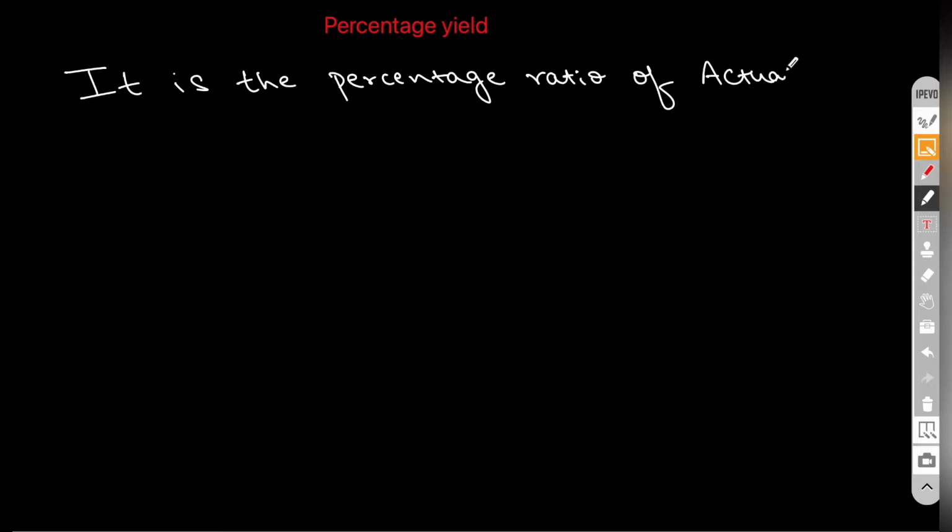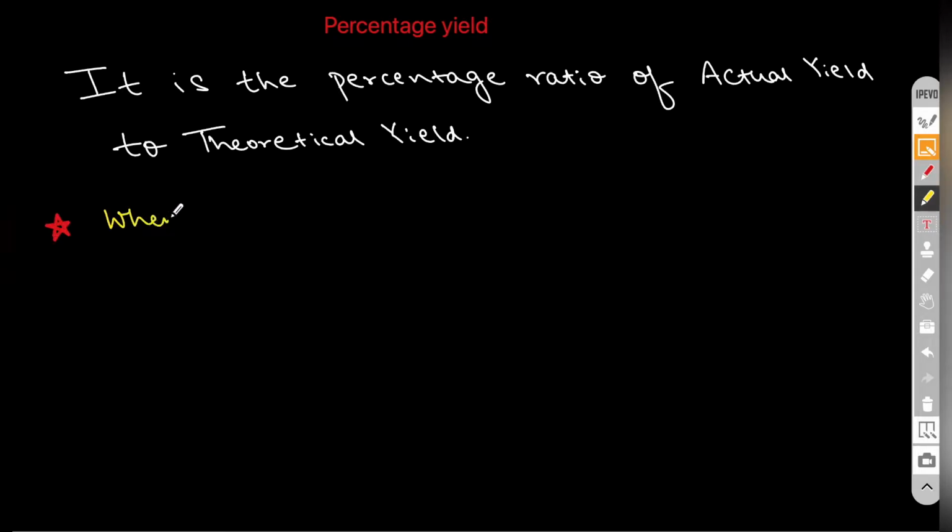Today we are gonna talk about percentage yield and percentage purity. First of all, we will discuss percentage yield. We will write that it is the percentage ratio of actual yield to theoretical yield. So percentage yield is basically the percentage ratio of actual yield to theoretical yield.